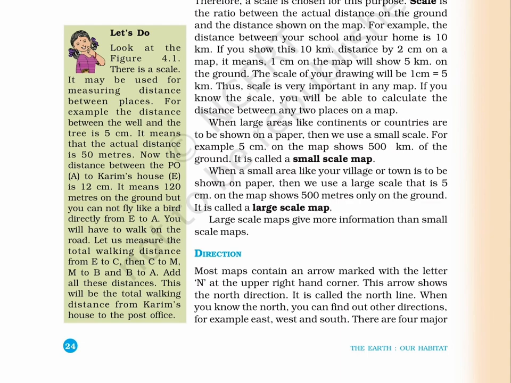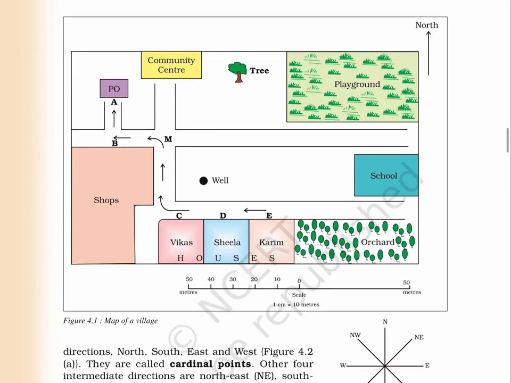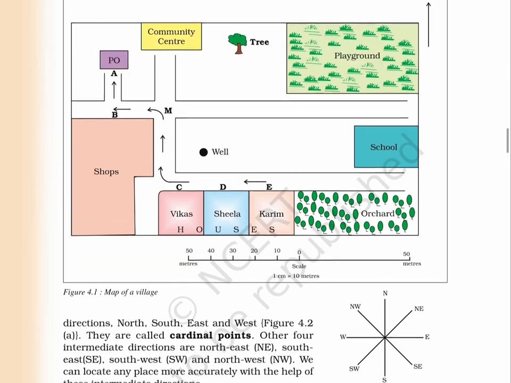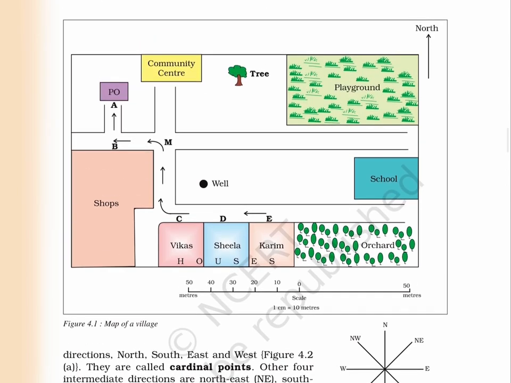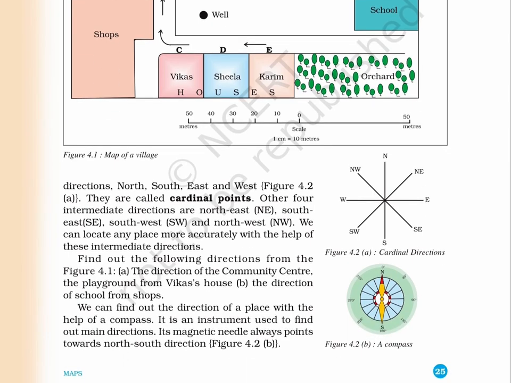We also see a playground, a school, an orchard, Kareem's house, Sheila's house, Vikas's house. We see shops, a well, post office, community center, and a tree. Kareem's house has been marked as point E. Sheila's house has been marked as point D. Vikas's house is marked as point H. We also see pointers M, B, and A.